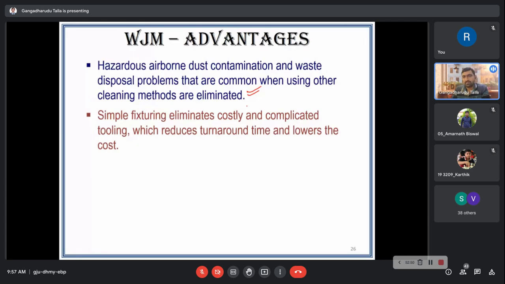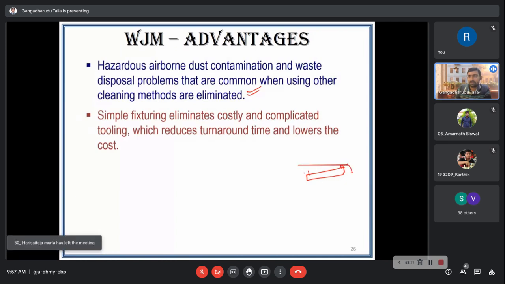A simple fixturing eliminates costly and complicated tooling, which reduces turnaround time and lowers the cost. So here there is no need to have complex fixtures for your workpiece material. You can simply hold it with a normal clamping system.